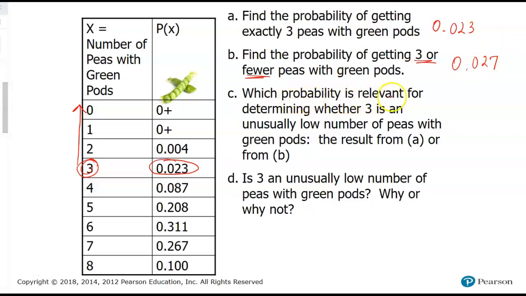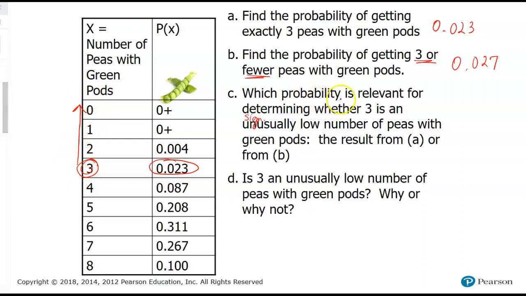Which probability is relevant for determining whether 3 is an unusually low number of peas with green pods? Unusually is kind of the same wording as significantly. Depending on the version of the textbook, sometimes they interchange these. But basically, going back to what we said earlier, we're not concerned about 3 itself. We're concerned about 3 or fewer in order to determine if something is significantly low.